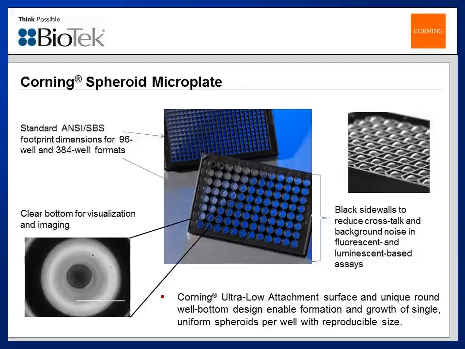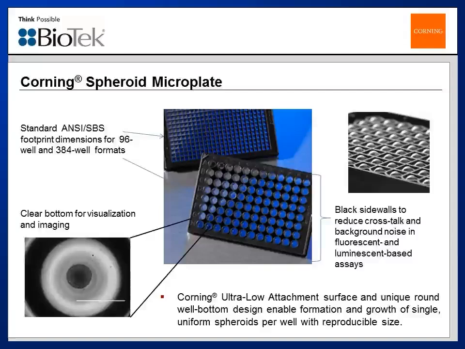Moving on from the instrumentation, as mentioned previously, Corning's spheroid microplates were then incorporated into the 3D tumor invasion procedure. The plates utilize Corning's ultra-low attachment surface to prevent cell adhesion to the microplate. In addition, the unique round well bottom design enables the positioning and growth of a single spheroid per well that are uniform and reproducible in size.